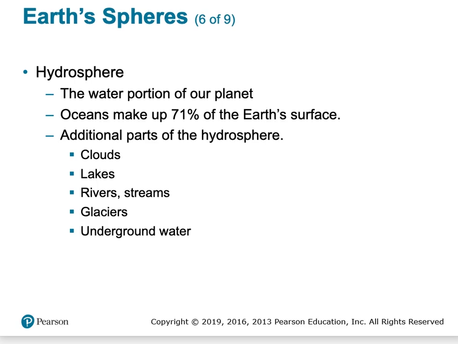The hydrosphere is the water portion of our planet, and the oceans make up 71% of the Earth's surface. And the hydrosphere includes the water droplets that form clouds, the lakes, rivers, streams, the glaciers, as well as underground water. So the hydrosphere is a dynamic mass that is continually on the move, evaporating from the oceans to the atmosphere and then precipitating to the land and running back to the ocean again, which is known as the hydrologic cycle.